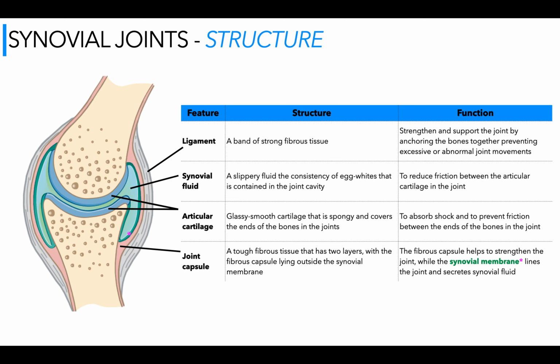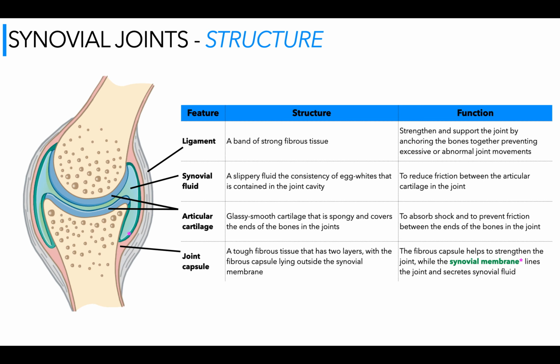And on that pink star there, right on the green outline, is what we call the synovial membrane, and this lines the joint and secretes the fluid inside. So these are what you might call typical features of a synovial joint. And of course you'll have tendons as such, which as we know connect muscle to bones, etc. But we'll stick with them for now.